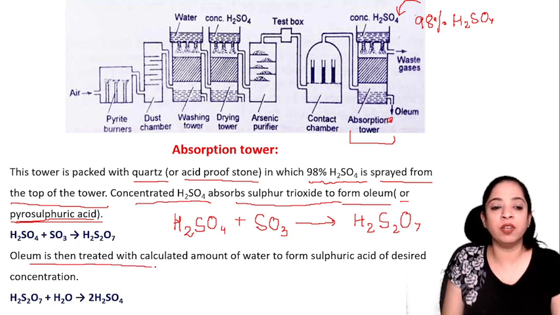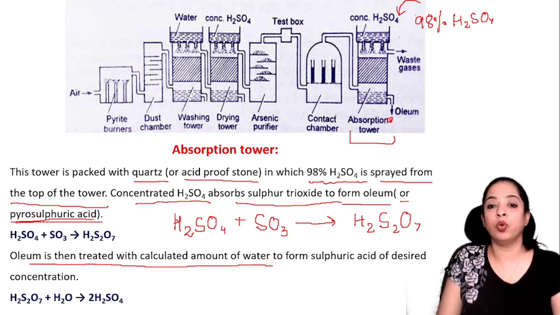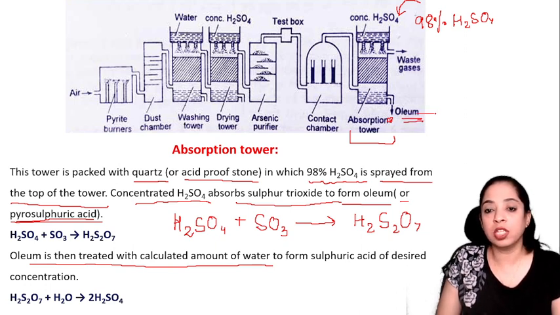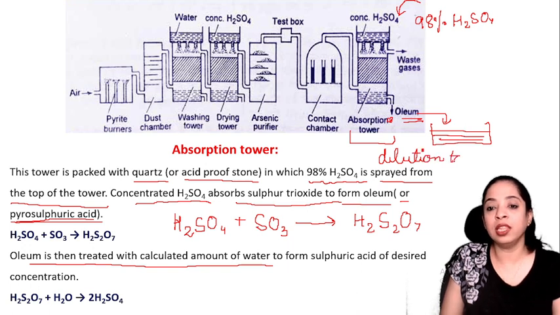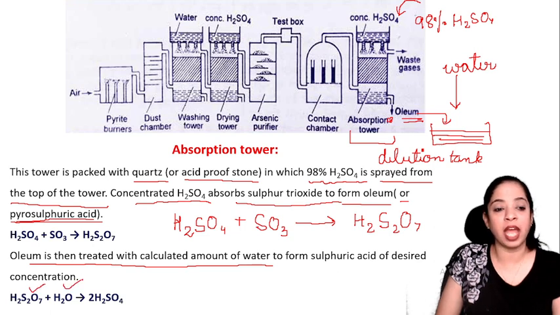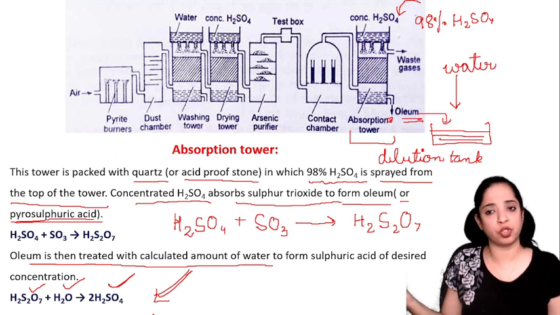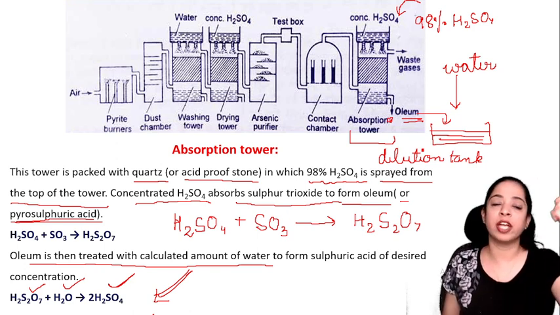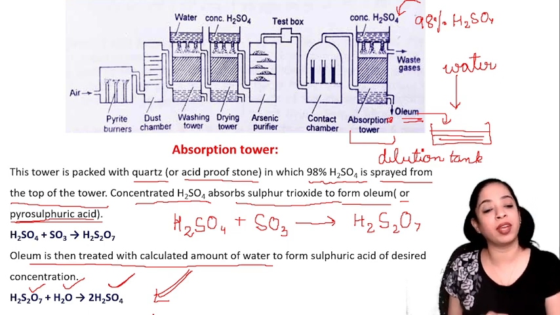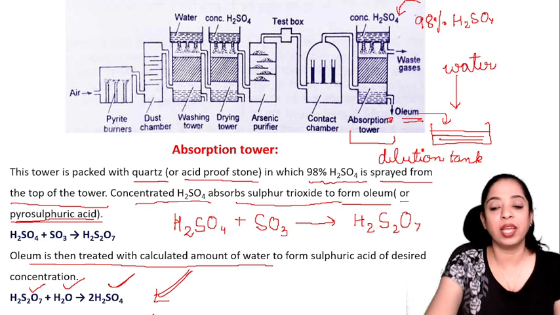Now this oleum is treated with a calculated amount of water. This oleum goes into a tank, which is known as a dilution tank. In this dilution tank, we add water. So when water is added, H2S2O7 oleum reacts with water to form sulfuric acid. This reaction is the final reaction. Oleum reacts with the calculated amount of water. How dilute we want the H2SO4, we add that much amount of water. So H2S2O7, that is the oleum or pyrosulfuric acid, reacts with water to form sulfuric acid.